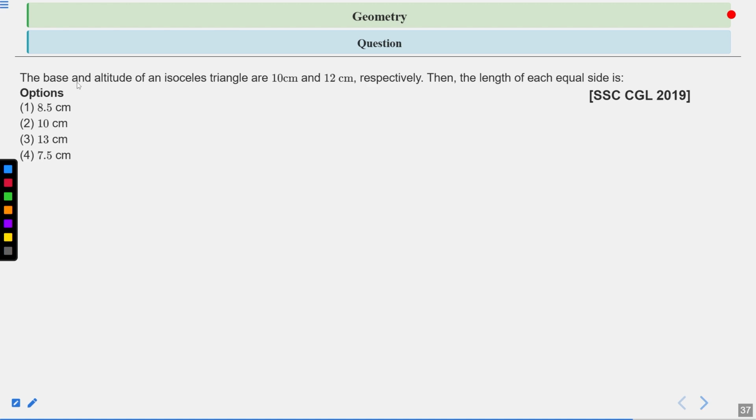The base and altitude of an isosceles triangle are 10 and 12 centimeter respectively. Then the length of each equal side is. And this question was asked in the SSC CGL 2019 exam. So there are 4 options. First one is 8.5 centimeter. Second is 10 centimeter. Third one is 13 centimeter. And fourth one is 7.5 centimeter. Now you have 10 seconds to analyze the question. Your time starts now.